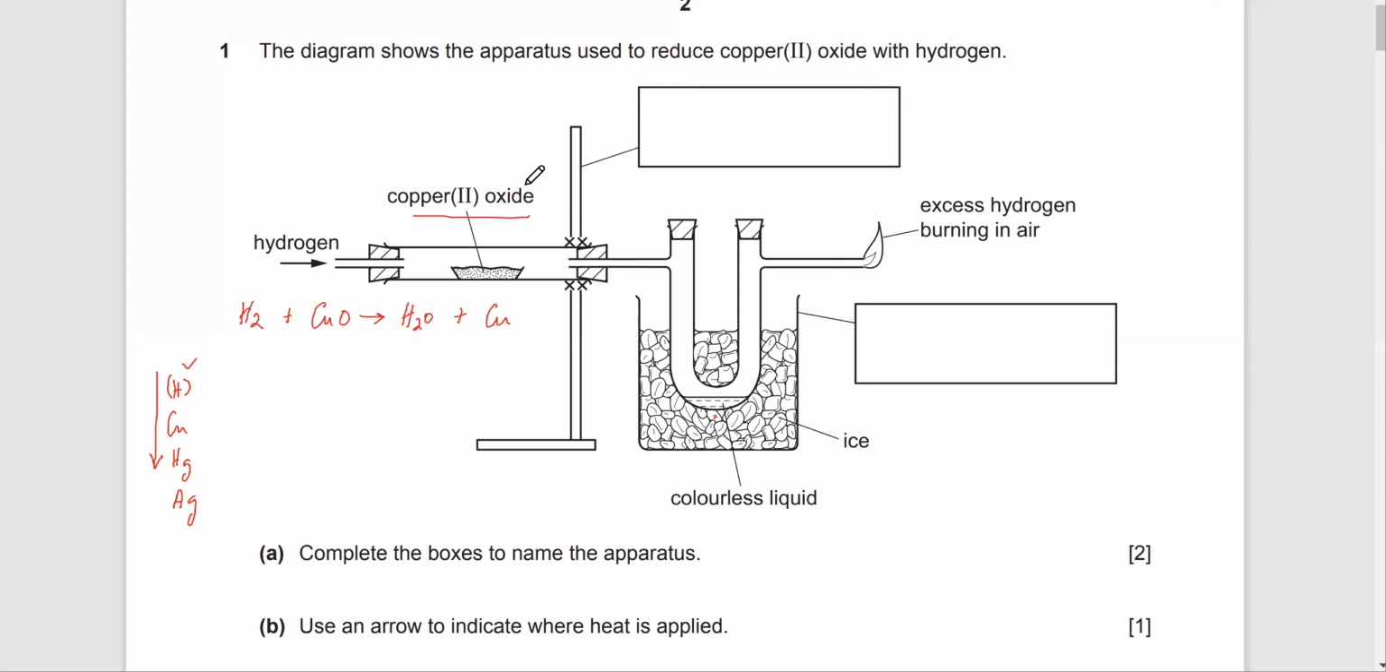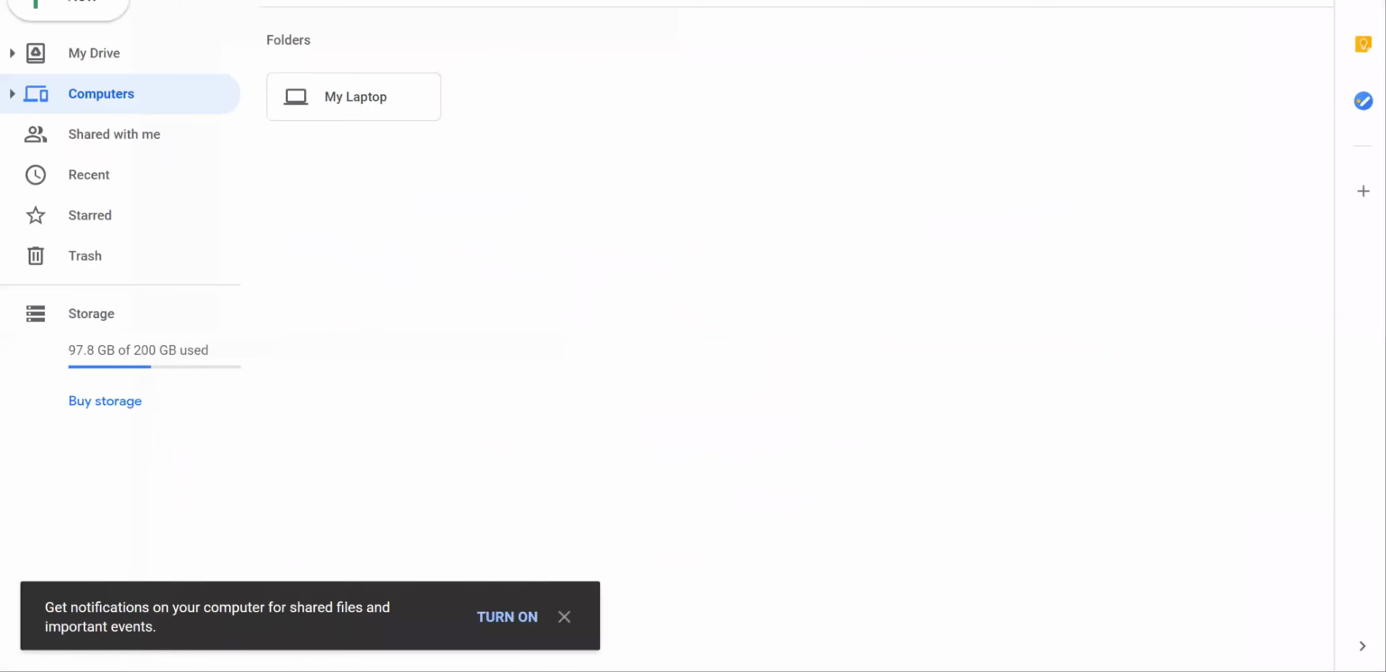Hydrogen gas is coming in, reacting with copper 2 oxide, and then whatever is produced is passed through this thing. And the excess hydrogen gas, the hydrogen gas that is left over, is coming out from the other end. Now complete the boxes to name the apparatus. What is the name of this stand over here? What is this called? Any ideas?